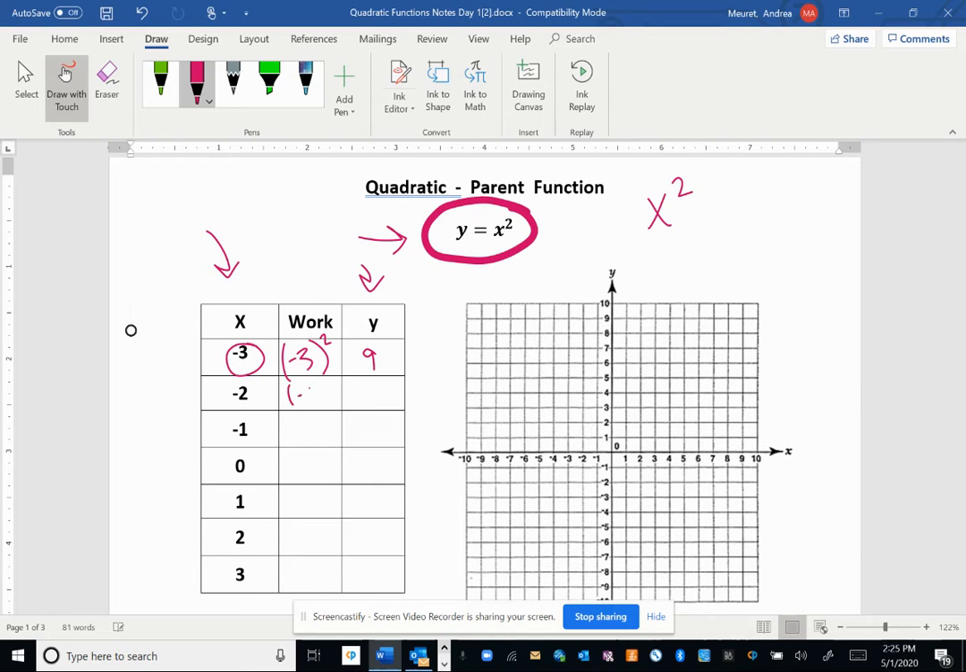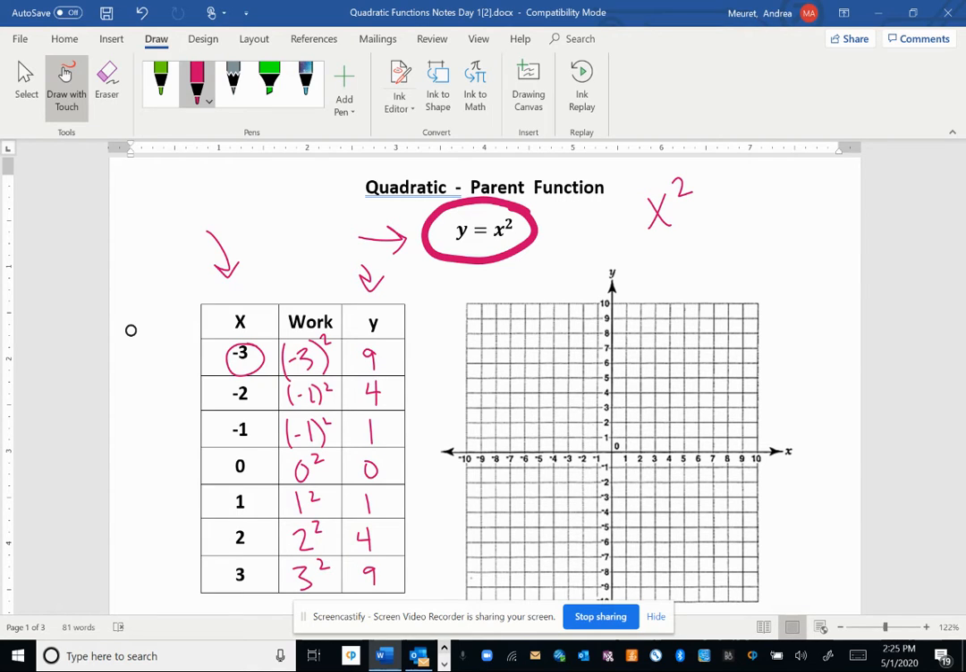Next is (-2) squared, and that's equal to 4. (-1) squared is equal to 1. 0 squared is 0. 1 squared is 1. And notice once the numbers are positive, you don't need parentheses. 2 squared is 4. And 3 squared is 9.